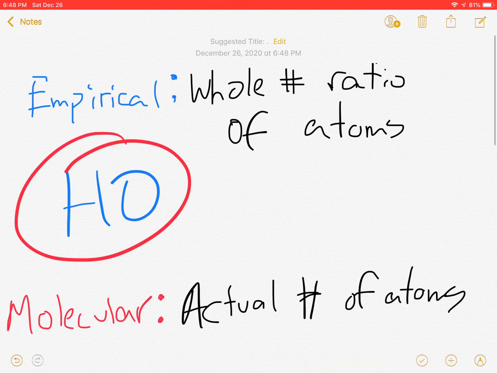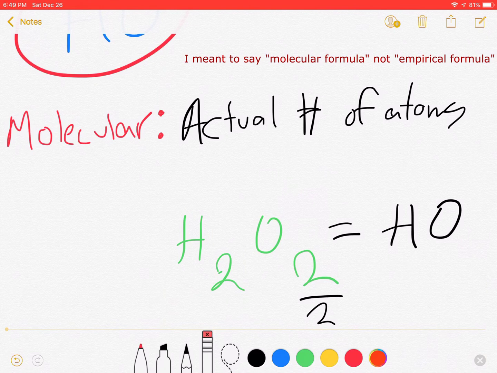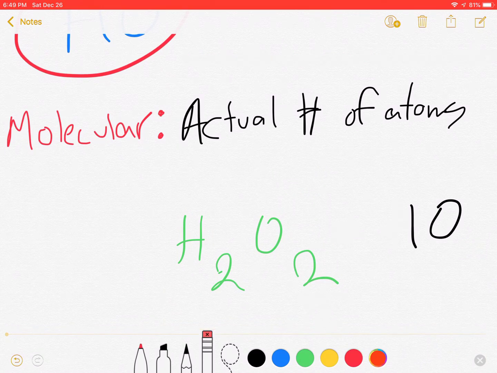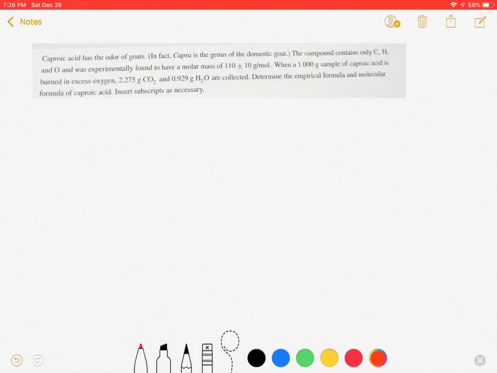Now, if I was asked to find the molecular formula, and you were already given ahead of time that hydrogen peroxide's formula is H2O2, then this would be the actual molecular formula, H2O2, because in the hydrogen peroxide molecule, there are exactly 2 hydrogen atoms and 2 oxygen atoms. So now let's talk about a sample problem that you'll often get when you're dealing with empirical and molecular formulas.